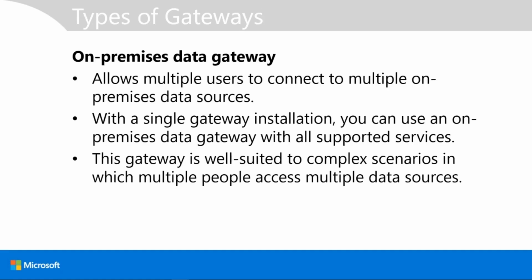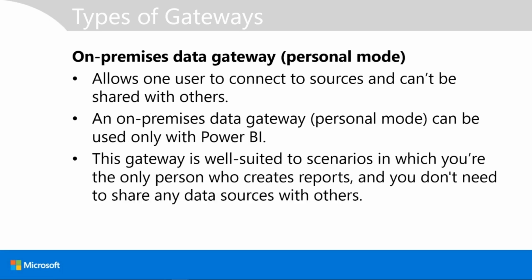So there are a couple of different types of gateways. There's the on-premise data gateway in standard mode. This allows multiple users to connect to multiple on-premise data sources. With a single gateway installation, you can use an on-premise data gateway with all supported services. This gateway is well suited to complex scenarios in which multiple people access multiple data sources.